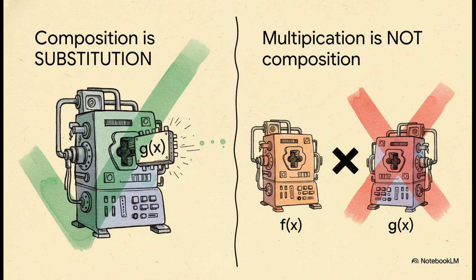And the second major trap is confusing composition with multiplication. I get it, that little circle looks a bit like a multiplication dot, but it is not. Composition is an act of substitution. You are replacing the variable in one function with the entirety of another function. It's a completely different idea from multiplication.